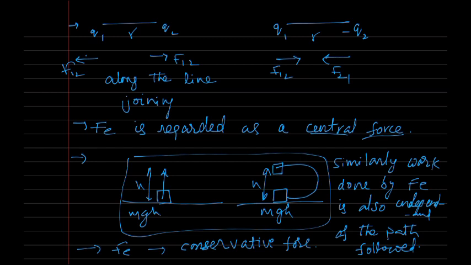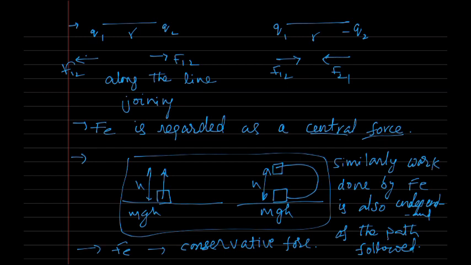So electrostatic forces on two different objects act in two opposite directions, irrespective of the nature of the charges. If both charges are positive, it acts away. If both charges are negative, it acts away. If one charge is negative and one is positive, it acts towards. However, the two forces act in opposite directions with equal magnitude, along the line joining the two charges, towards or away from the center. So it is a central force, and the work done by the electrostatic force is independent of the path followed. So this electrostatic force is regarded as a conservative force.